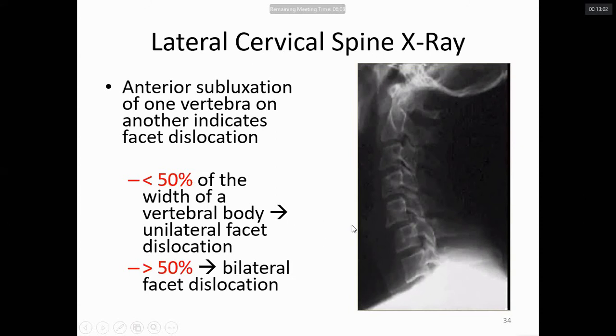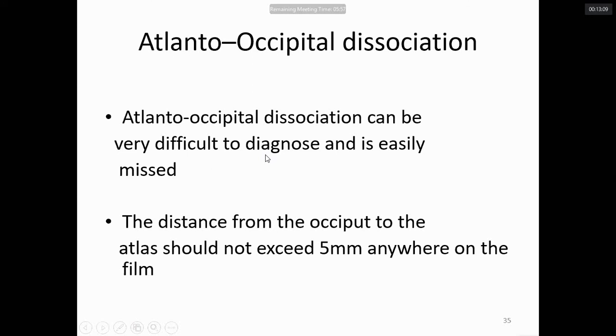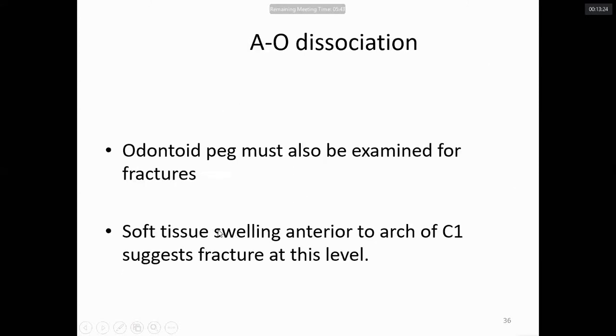Atlanto-occipital dissociation is very difficult to diagnose. So you have to use a special type of X-ray, the open mouth view, and you always have to measure the distance from the occiput to the atlas, which should not exceed 5 mm. In the open mouth view, there is the odontoid process, so to see whether there is a fracture of the odontoid or not, you should do this type of X-ray.